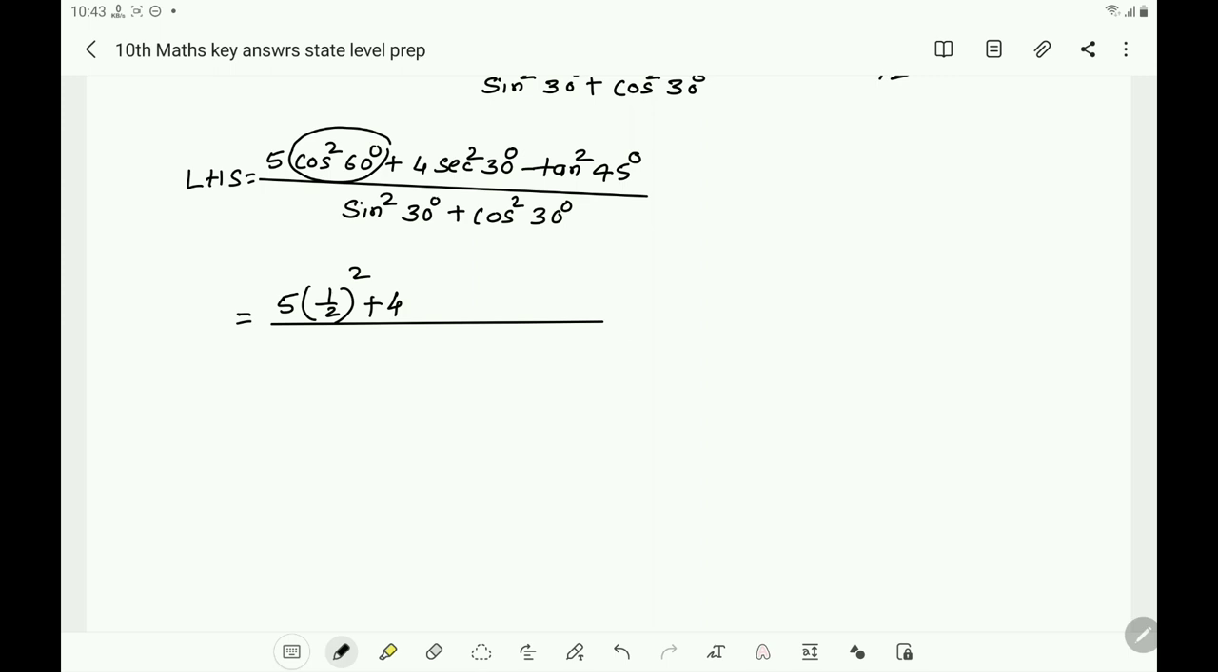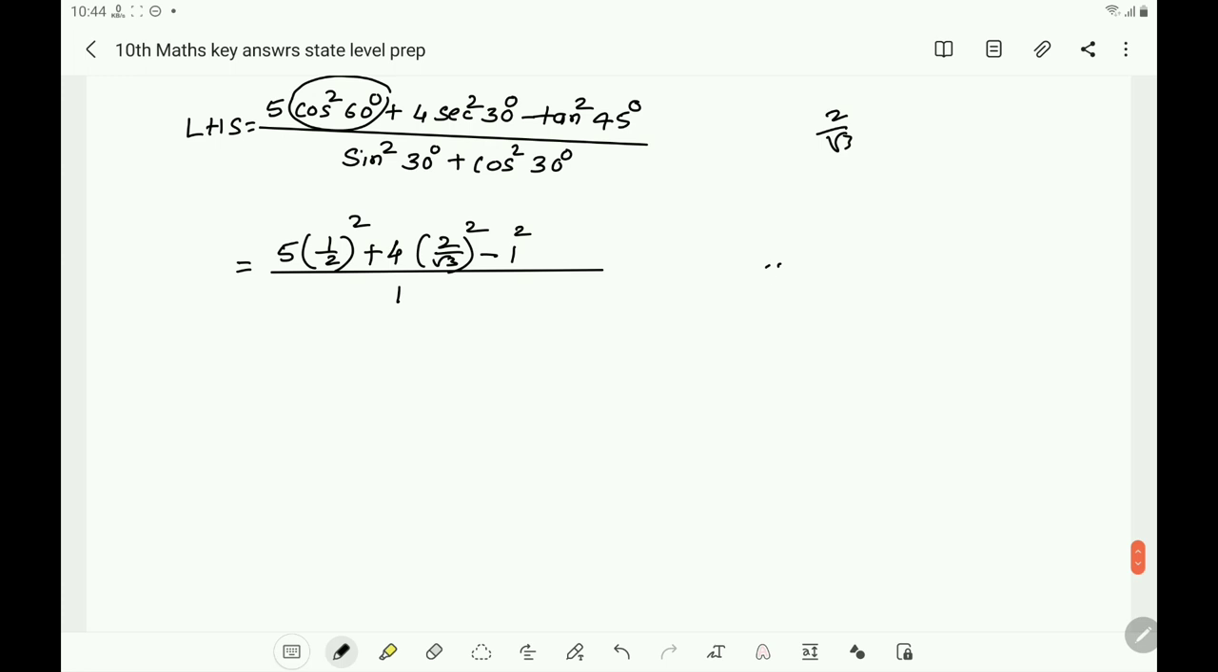You know that cos 30 and secant 30 are the reciprocal of each other. Cos 30 is root 3 by 2. So secant 30 is 2 by root 3. So you write 2 by root 3 whole square minus tan square 45 degree. Tan 45 is 1. Tan square 45 is 1 square. Then sin square 30 degree plus cos square 30 degree. Here you can use the identity sin square theta plus cos square theta is equal to 1. So sin square 30 degree plus cos square 30 degree is equal to 1.